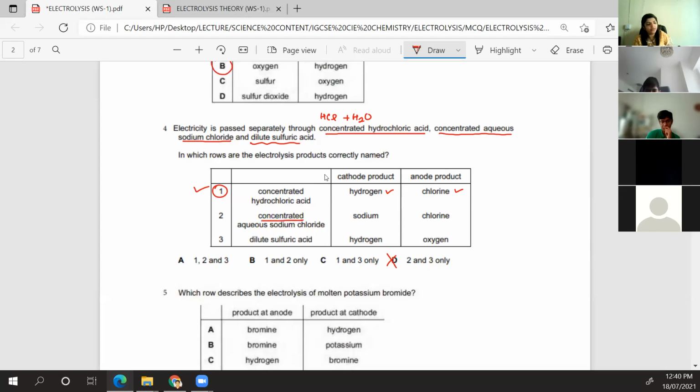Concentrated aqueous sodium chloride. Now in concentrated aqueous sodium chloride, we have NaCl plus H2O, but we know that between Na+ and H+, only hydrogen will be liberated, meaning at the cathode there cannot be sodium. So this is ruled out. If the second is ruled out, which option is left? 1 and 3. We don't even have to check the third option. We can directly write 1 and 3 because there is no option as only 1. So that's why the answer is C.